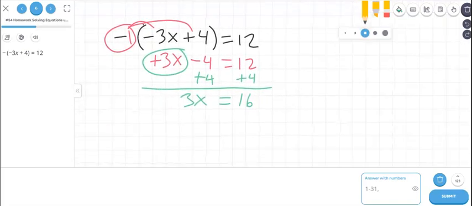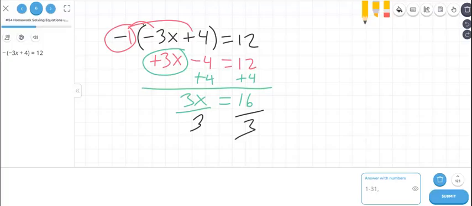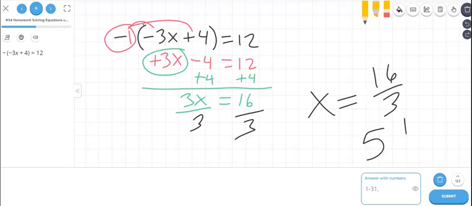This one's going to need to be written as a fraction. Pretty sure. So we get x equals 16 divided by 3. That gives me a repeating decimal. So either 16 over 3, or if I change that to a mixed number, if you know how to do that on your calculator, you get 5 1/3. So 5 and 1/3.